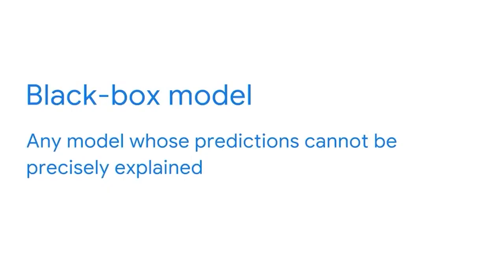They only show how important each feature is relative to the other features. Because of this, they're often called black box models. This is a model whose predictions cannot be precisely explained. In some industries, such as medicine and banking, it's essential that your model's predictions be explainable. Therefore, GBMs are not well suited for some applications.